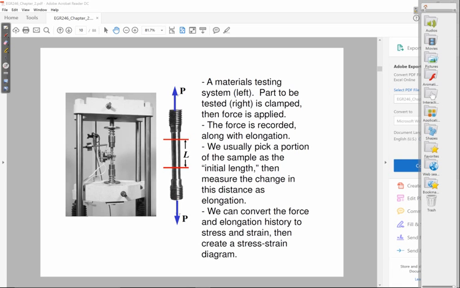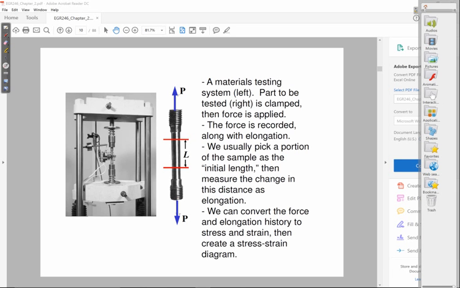But in the old days, you obviously had to do more of the manual work, and you had to do some manual data collection. But again, these days, everything is automated for you.